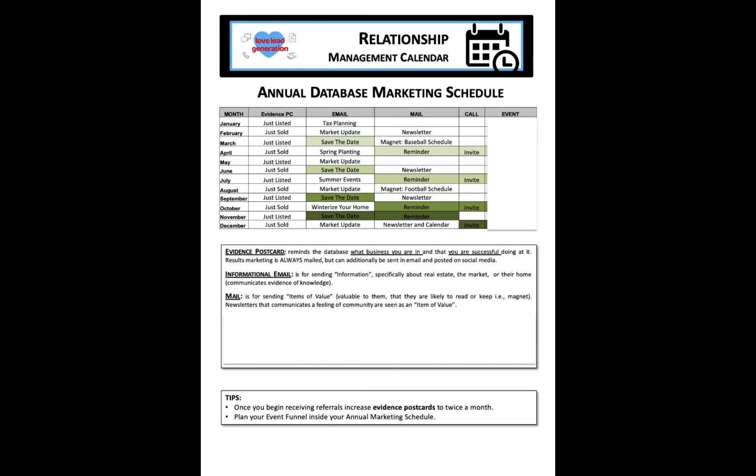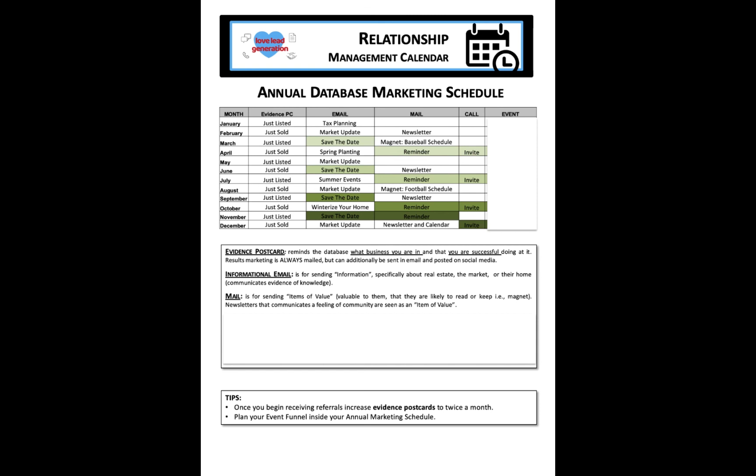So here's what your homework is for this exercise. You're going to create your own annual database marketing schedule or your relationship management calendar, okay? You're going to get a worksheet along with this, and you're going to build it out for a year. So if it's January, great, you're going to go January through December. If it's July, you're going to go July through June. Build it for an entire year.